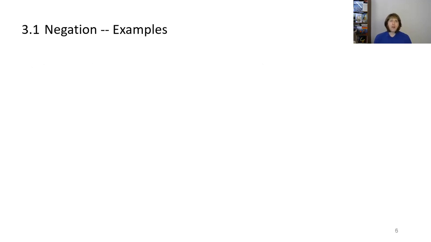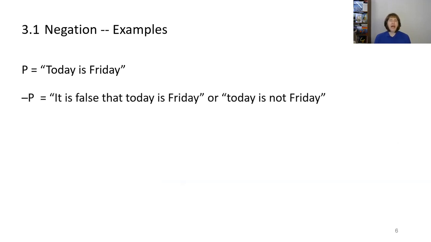Okay, let's take a look at a couple of examples. Now, unfortunately, I've already worked through this first one because it's what I always reach for. P, today is Friday, right? Not P is really just saying it is false that today is Friday, or today is not Friday, right? Now, we've got two different sentences there in English, but they really amount to the same meaning. They don't really have any extra meaning that isn't captured by just negating today is Friday.